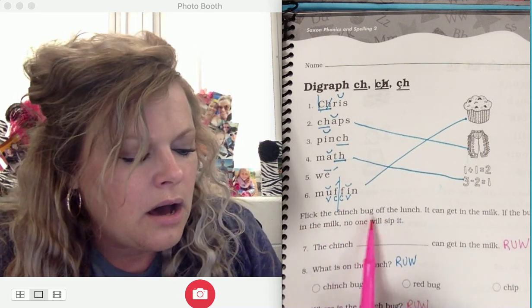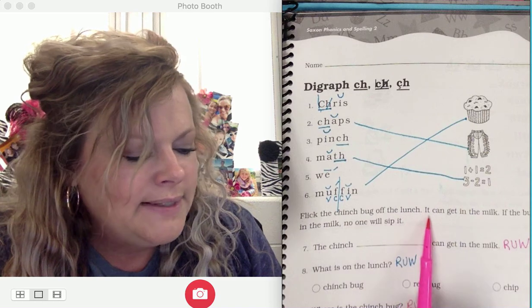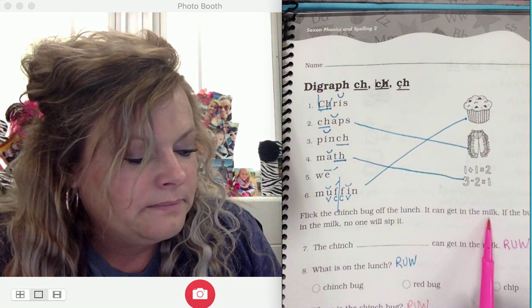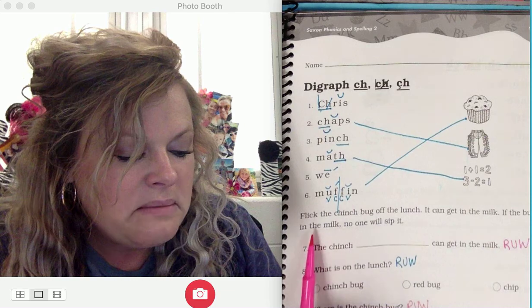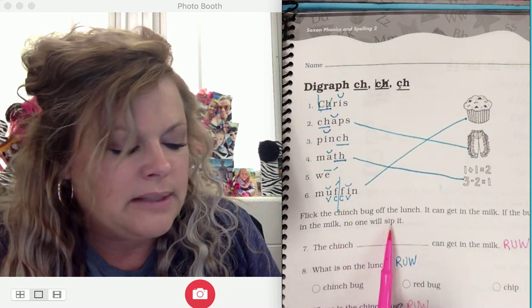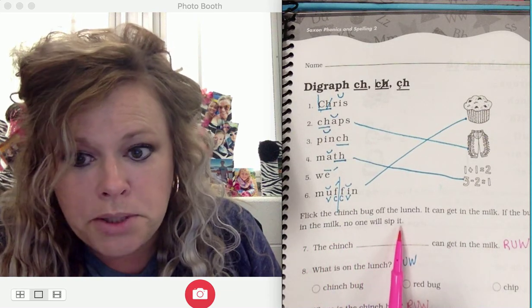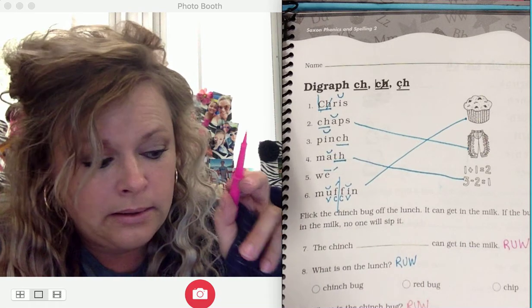Flick the chinch bug off the lunch. It can get in the milk. If the bug gets in the milk, no one will sip it. Well, I don't know what a chinch bug is, but I don't think I want any bug near my lunch.